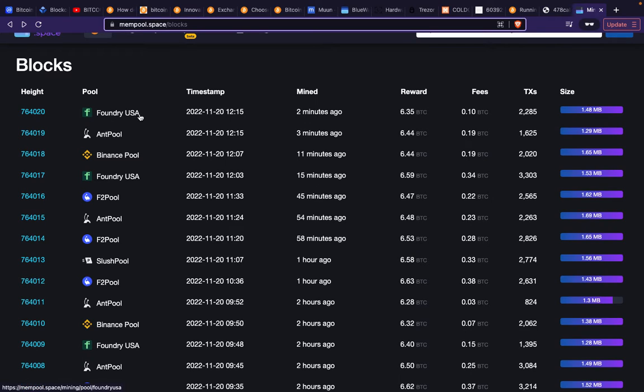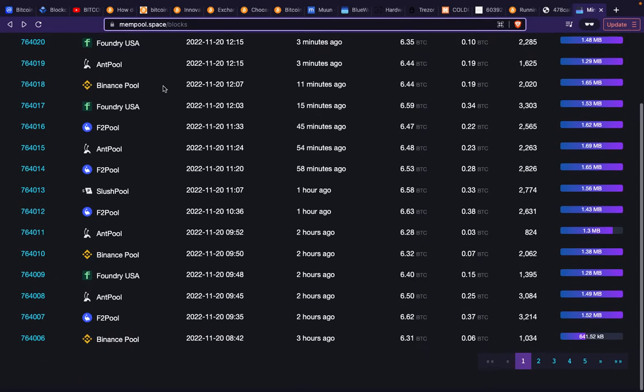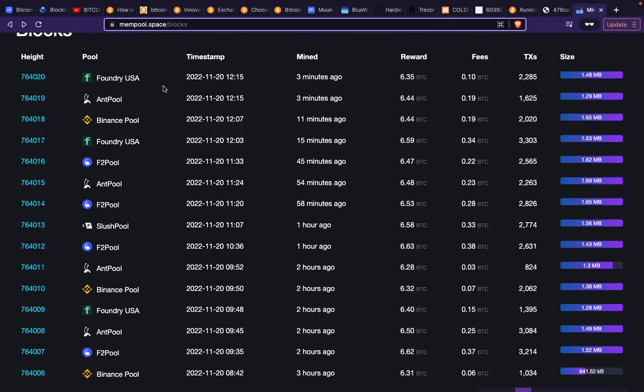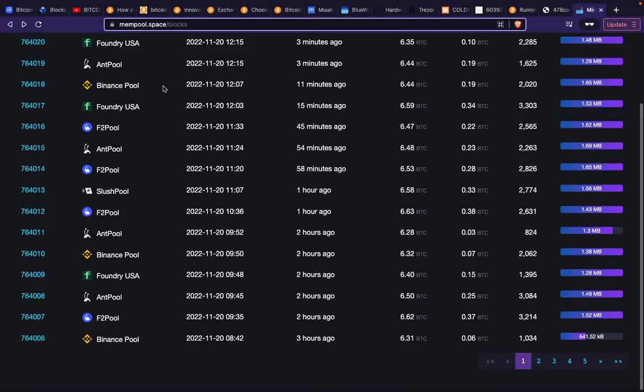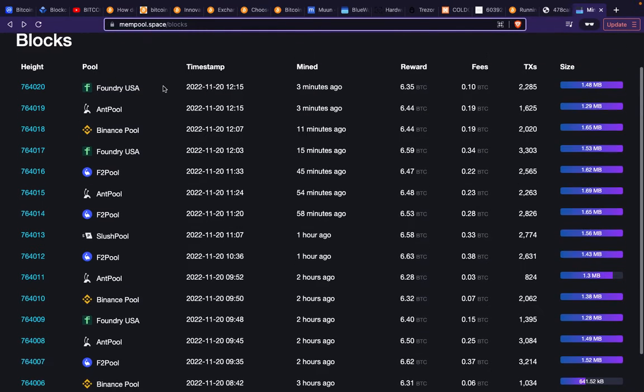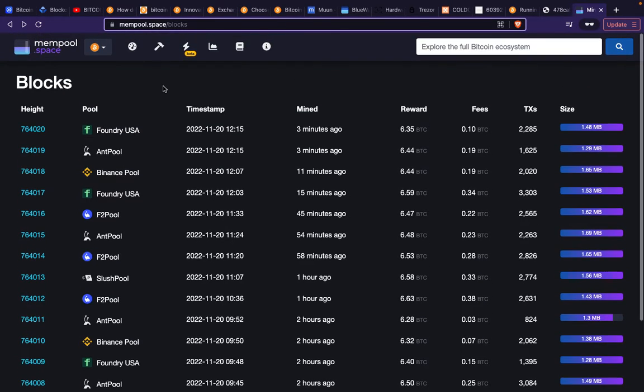This is Foundry USA, okay? And the previous one was Endpool, and the one before that was Binance Pool, and the one before that. You see, all those go all the way down to 2009, January 3rd, 2009, when it first started. And every 10 minutes on average, you have that. So this is basically the Bitcoin sequence.